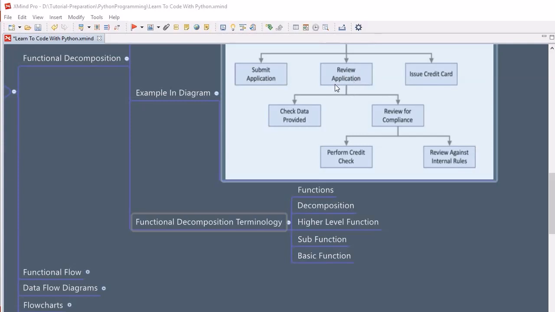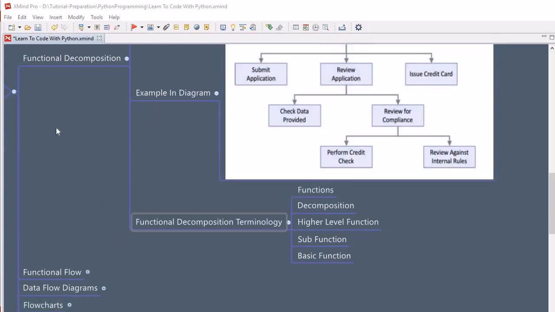So here the review application is further divided into sub-functions. That means review application is a higher-level function. Check data provided and review for compliance are sub-functions. And the last unit is the basic function.